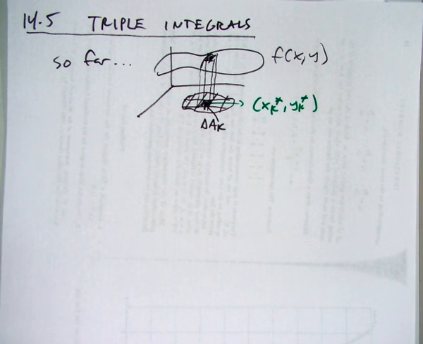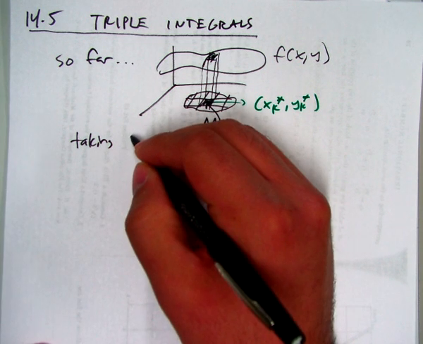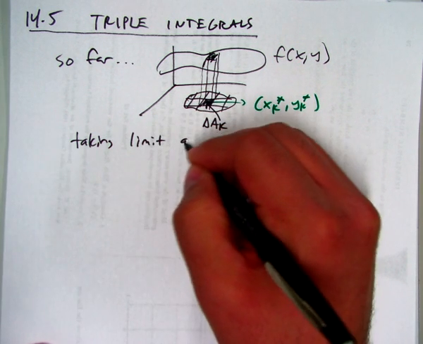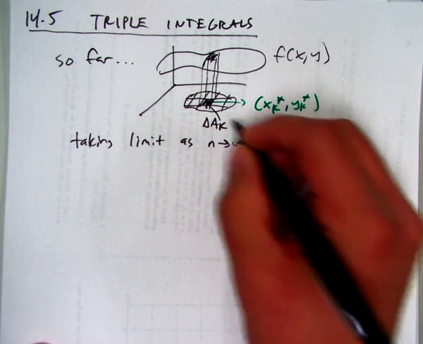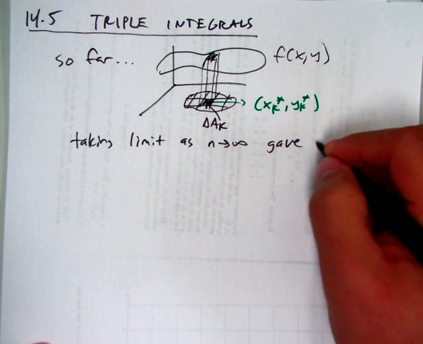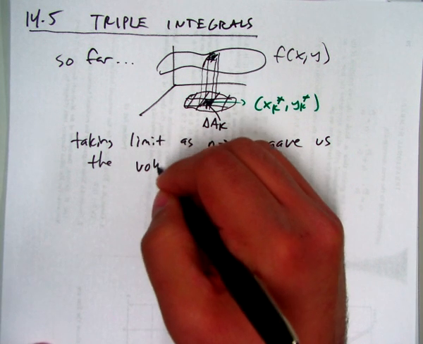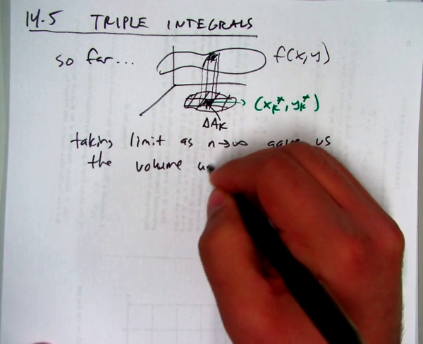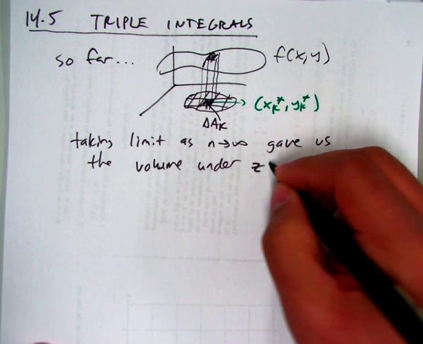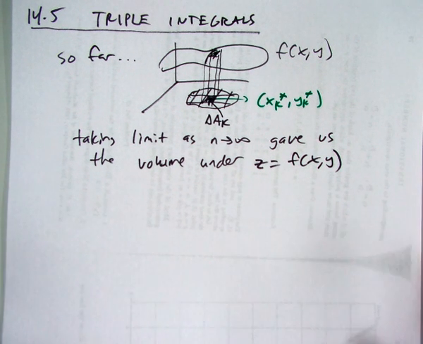And taking the limit, as we increased the amount of these little parallelepipeds, gave us the volume under the surface. Okay, so I'm just kind of reviewing how we set that up.